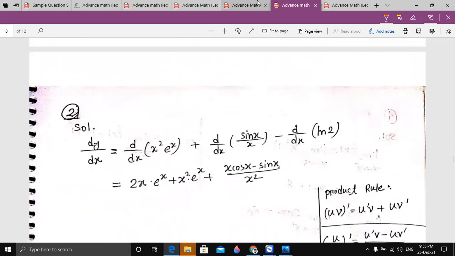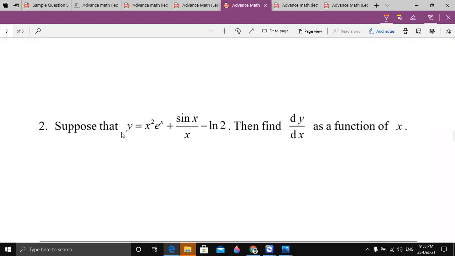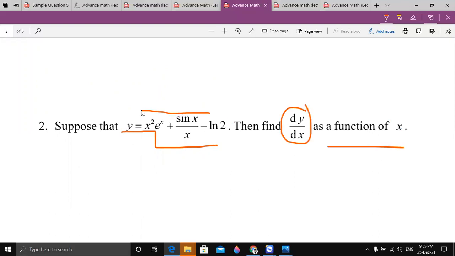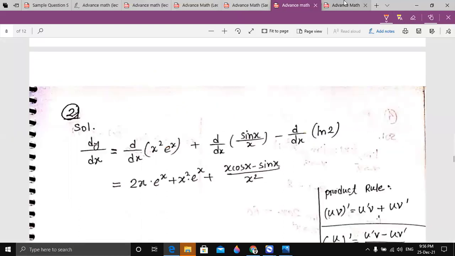Number 2. So number 2, we have y is equal to x square e to the power x plus sin x by x minus ln 2. Then find dy by dx as a function of x. So we have to find dy by dx here, okay? So it is a very big function. We can just use the sum rule here. Sum rule means firstly we have to differentiate this function plus this function and plus this function, okay? So let's calculate one by one.